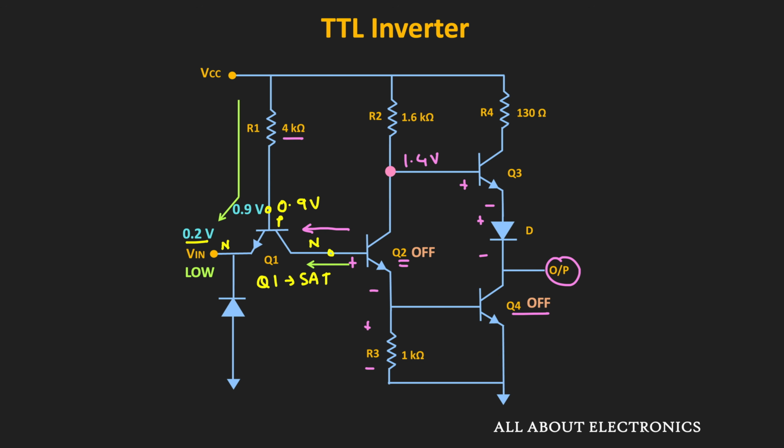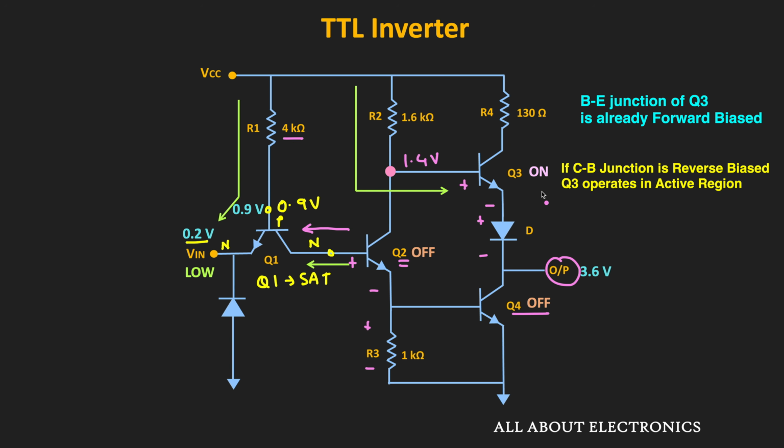That means in this condition, the Q3 will be in the on condition, and through this path the current will flow in the base of the Q3, and if we see the voltage at the output node, then that is roughly equal to 3.6 volt. That means the VB minus the drop across the base emitter junction minus the drop across the diode. But here let us determine whether the collector base junction of the Q3 is forward biased or reverse biased. If it is reverse biased, then the Q3 will operate in the active region, and if it is forward biased, then the Q3 will operate in the saturation.